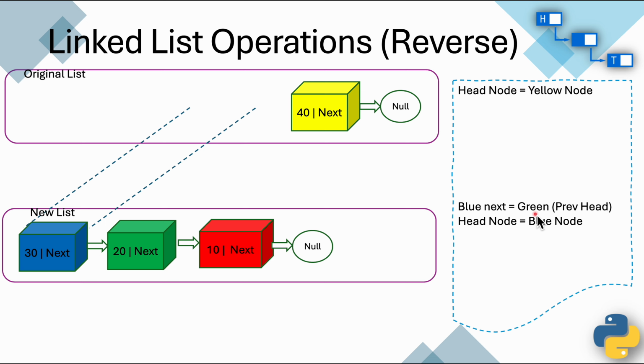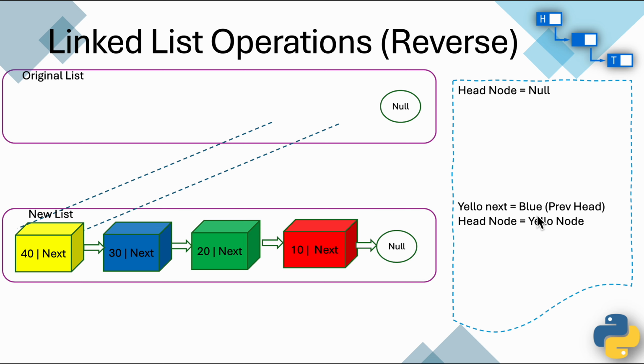Now the yellow node: we should pull the yellow node from the original list and keep it in the new list, and the head node is null. In the original list the head node is null, and in the new list the head node is the yellow node. Yellow's next is updated to the blue node, the previous head.